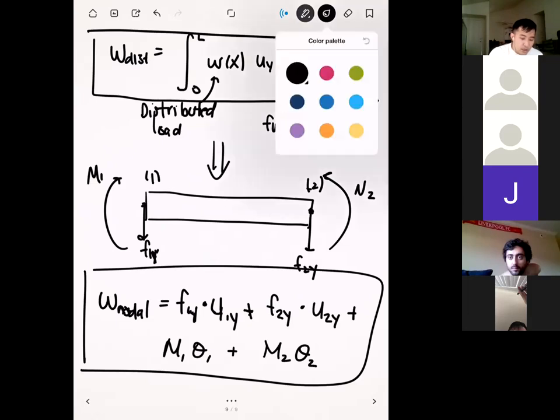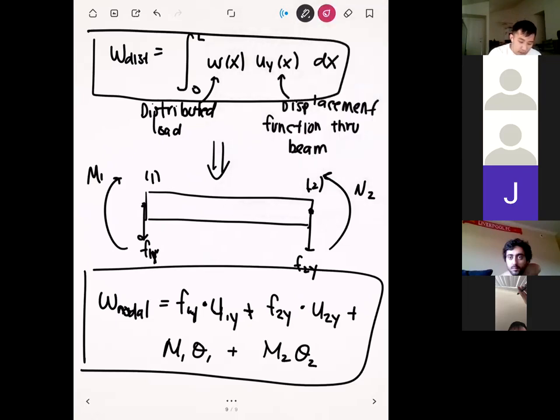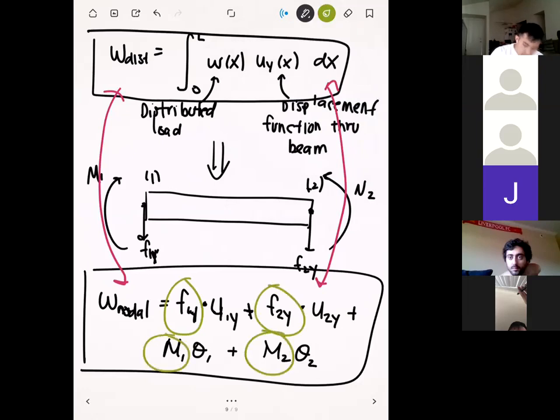What the concept of work equivalence states is that these two should be equal. Eventually, we're going to take these two expressions for work, set them equal to each other, and use that to solve for all of these. If we can work through the algebra and a bit of calculus and solve for F1y, F2y, M1, and M2, then we can replace our distributed load with these nodal loads and solve our finite element problems the same way we did before. All right, any questions on this?